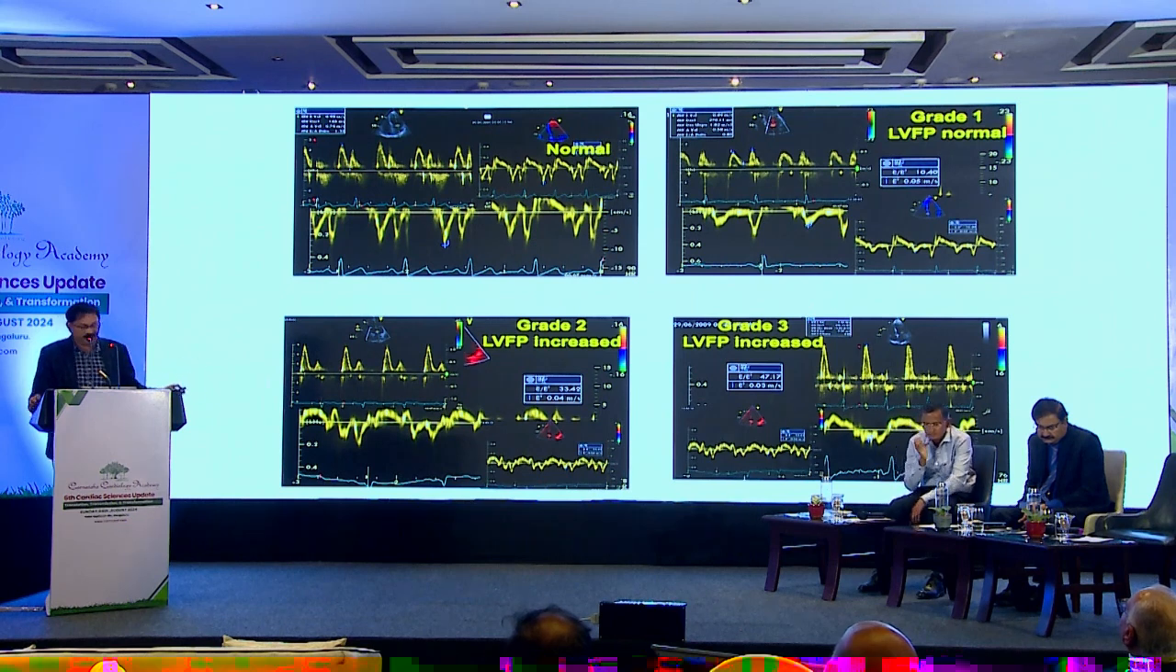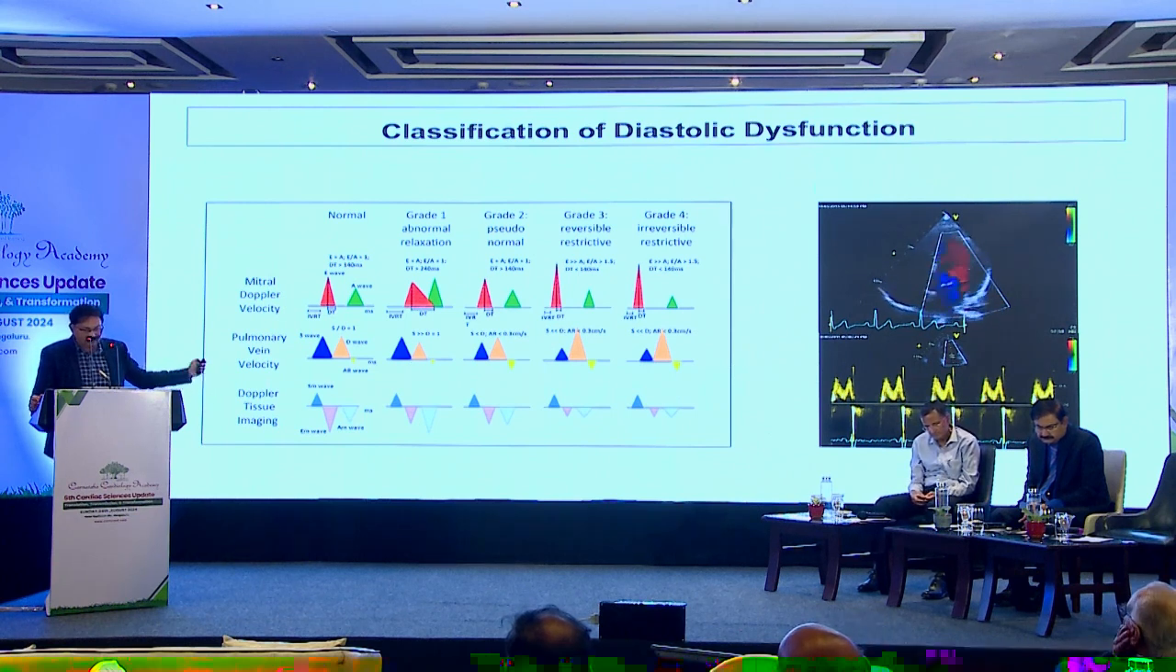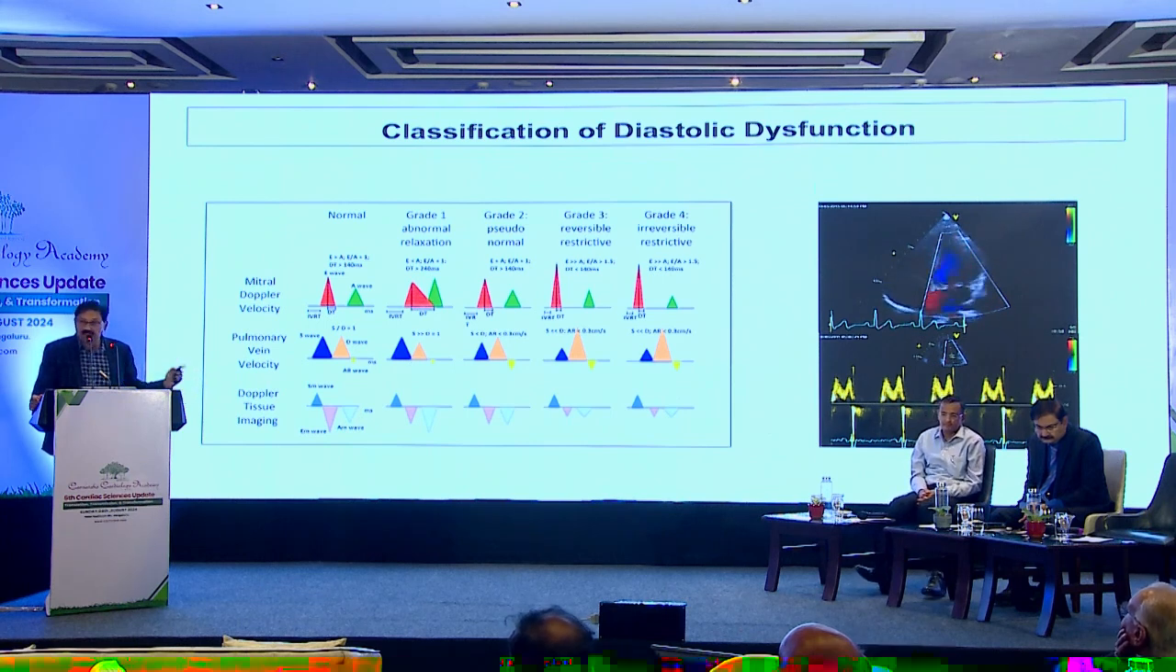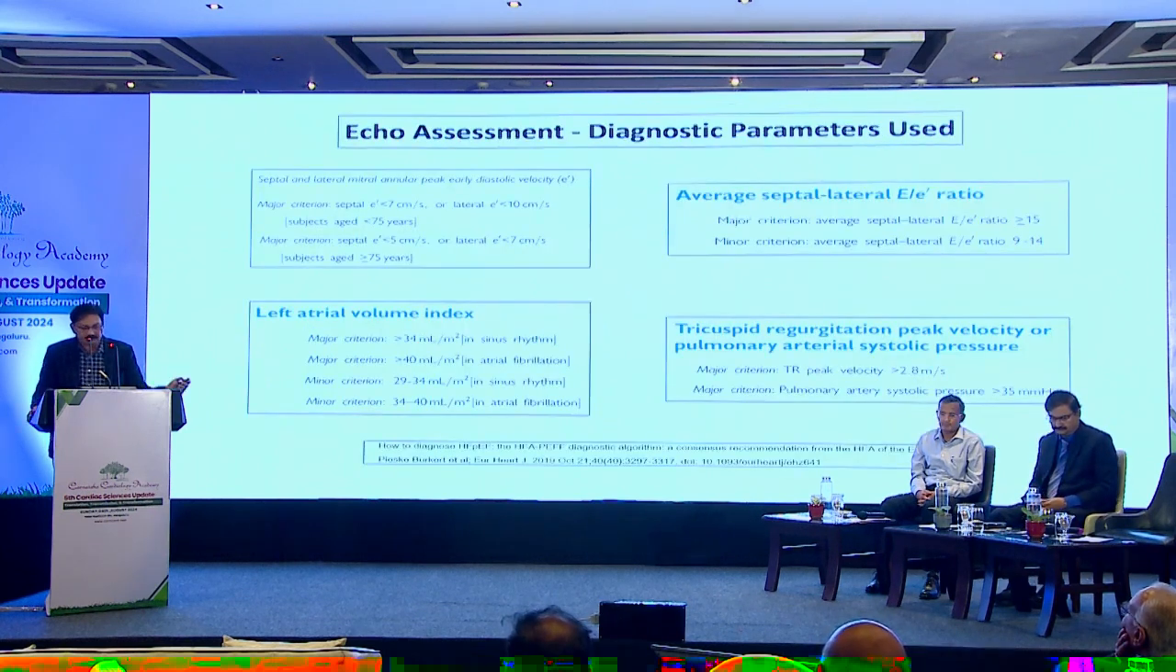This is one of our patients who was evaluated in greater detail, and this is the classification, how far down the line your patient is, based on these three parameters here, that is the mitral Doppler velocity, pulmonary vein velocity, and Doppler tissue imaging. You can see that your patient can be in normal, grade 1, which is abnormal relaxation, grade 2 is pseudo-normal, grade 3 is reversible. You still can make a difference to the patient, and grade 4 is when the patient is out of hand and has progressed beyond redemption. These are the guideline cutoff values. I'll just leave you with this slide so that you can assess these on a day-to-day basis in your patient.